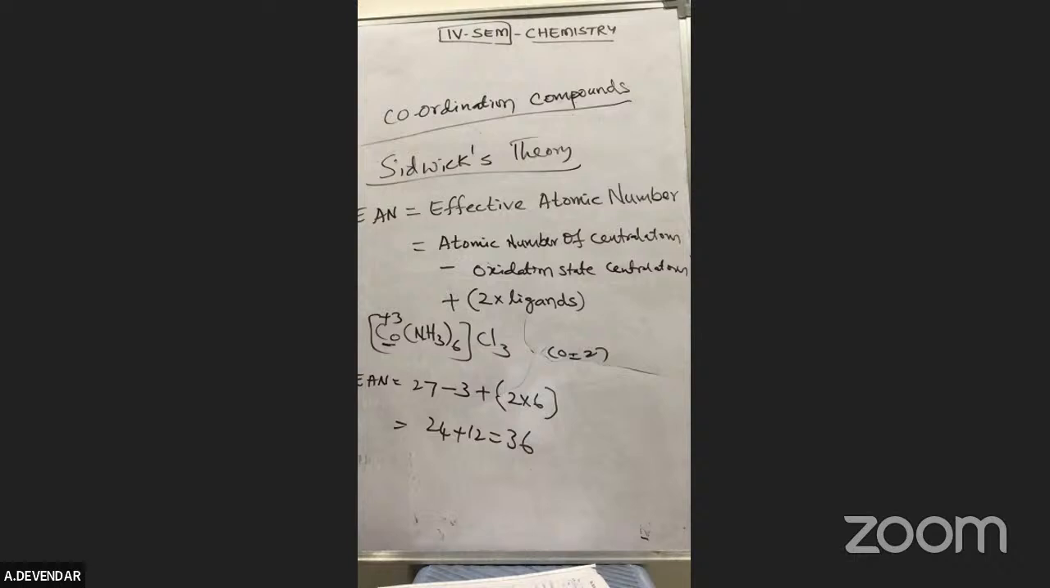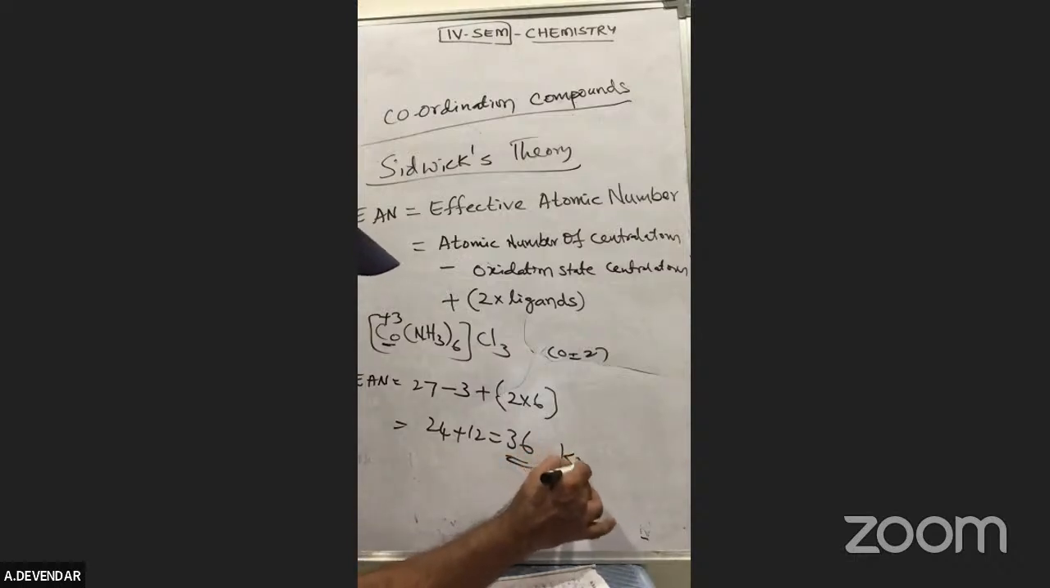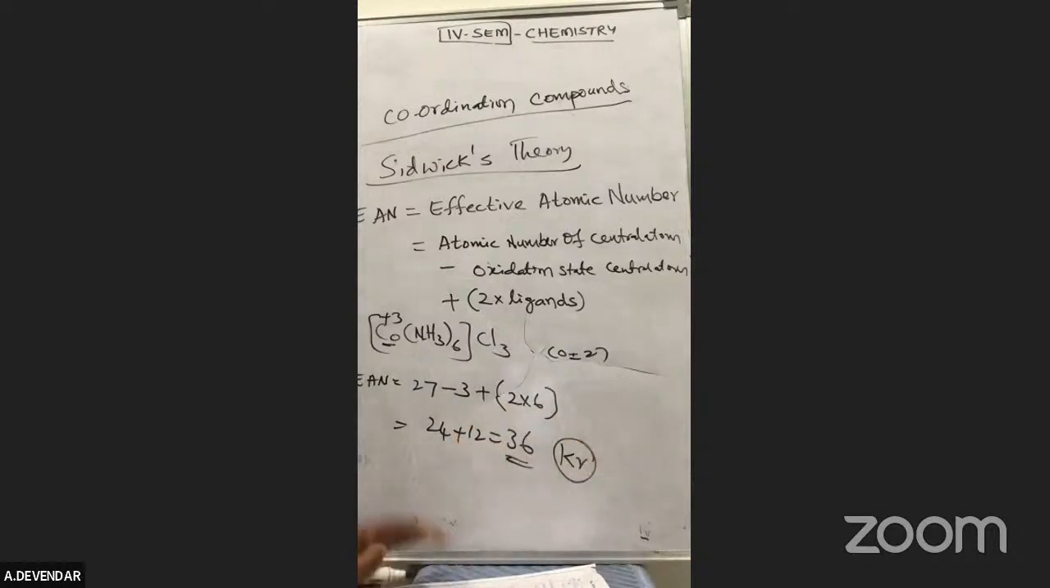36 is the atomic number of which noble gas? Neon, argon, krypton: this is the krypton atomic number. If the noble gas atomic number is attained, the compound is very stable. That is explained by this great theory, the Sidgwick theory, on the basis of effective atomic number. In the examination, they ask what is effective atomic number.